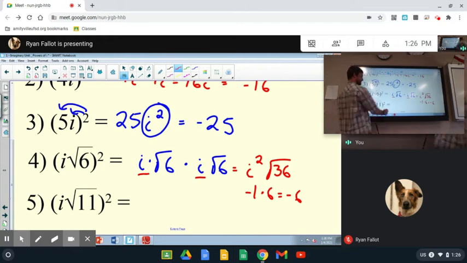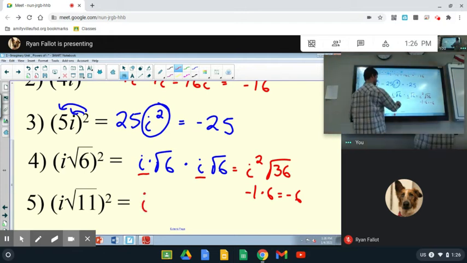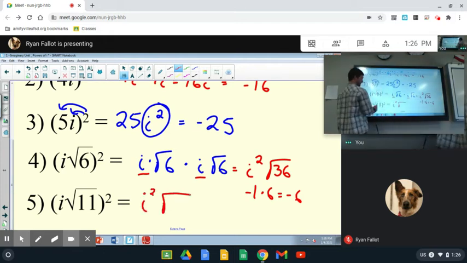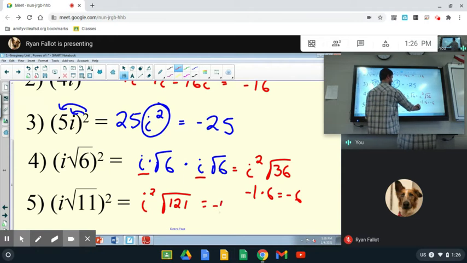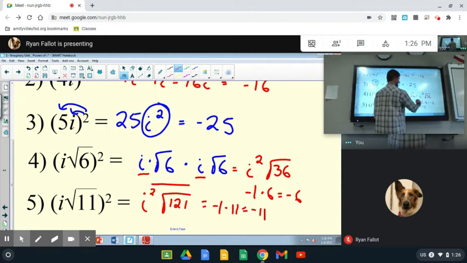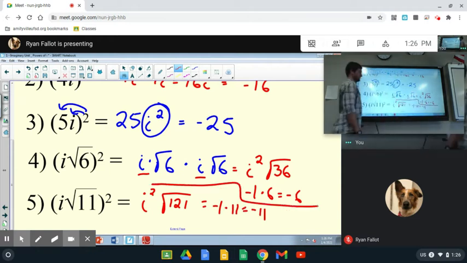This guy is going to be i squared. Radical 11 times radical 11 is 11. -1 times 11 equals -11. Anytime you're squaring a radical, these cancel. That's why they get it coming out so quickly and easily.